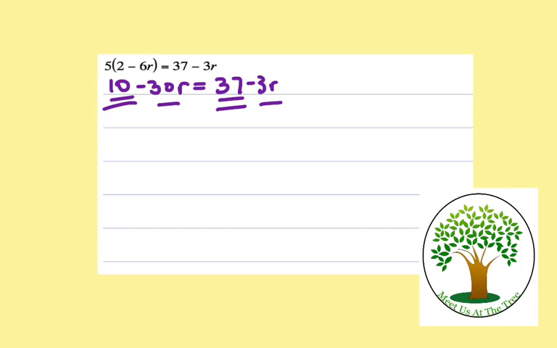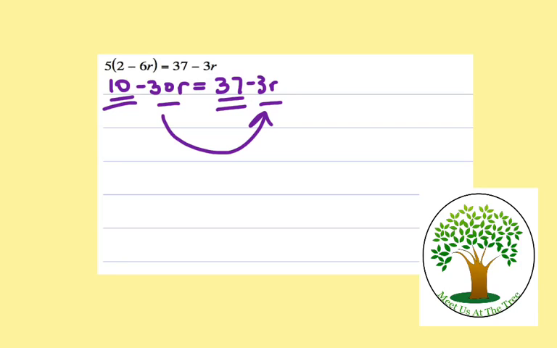I always, and that's my personal opinion, love to add. I don't really like to subtract. So I would rather either add the 30 over here or add the 3r over there. So that's how I make my decisions. And I like it when my answers become positive at the end. And so if I added this over here, I know that my answer would be negative. So this is what I'm planning to do.